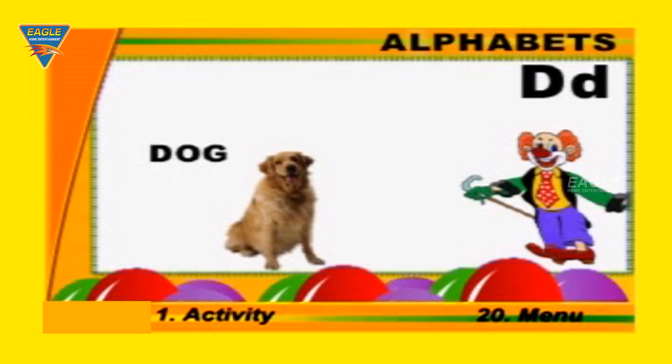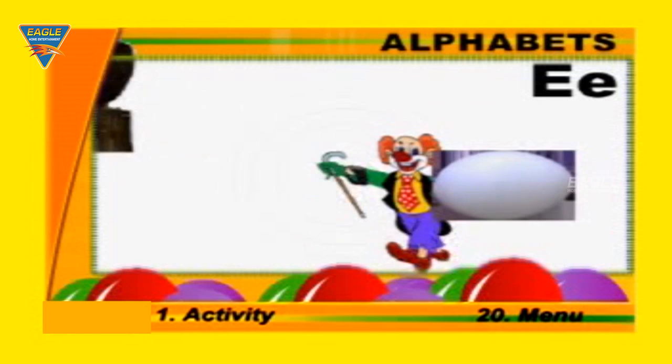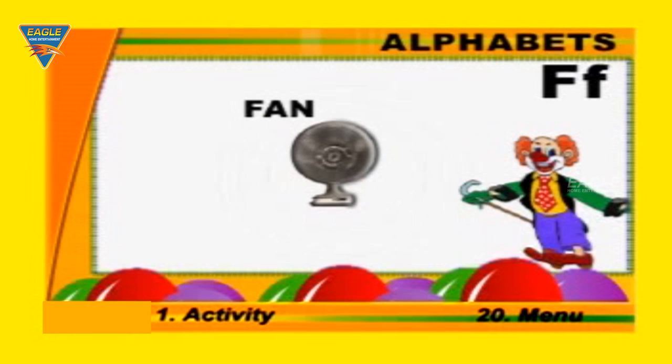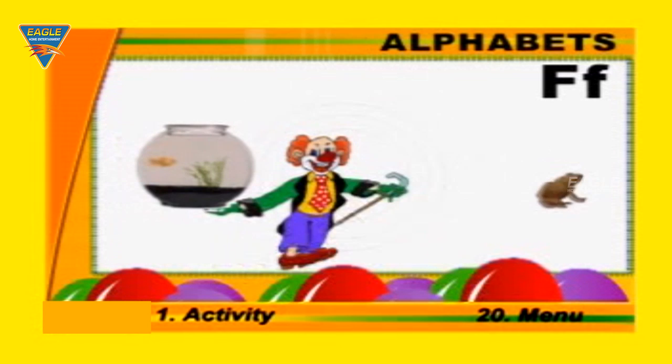E. E for eagle. E for egg. And E for elephant. F. F for fan. F for frog. And F for fish.